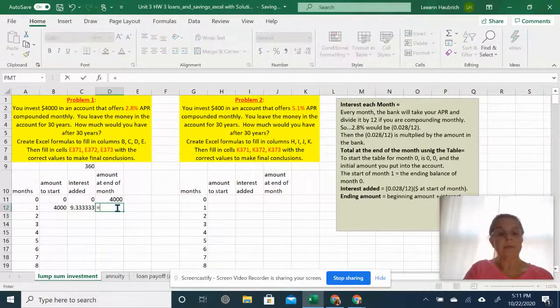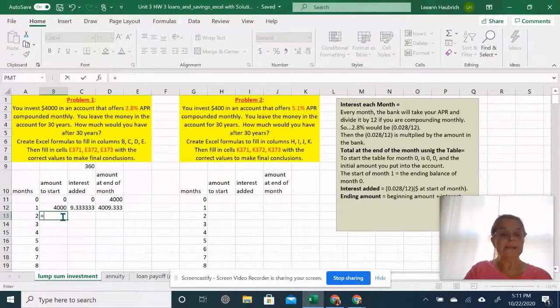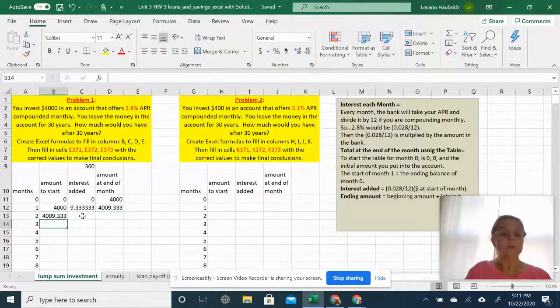The end of the month will equal the 4,000 plus the interest for that month. So let's look at this again. The beginning of the next month is the ending balance. So this equals the ending balance from the previous month. You're going to earn interest on the money that's in there. So it's the money plus the interest from the previous month.